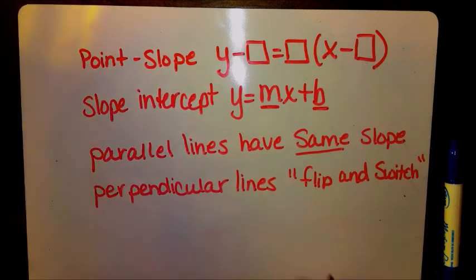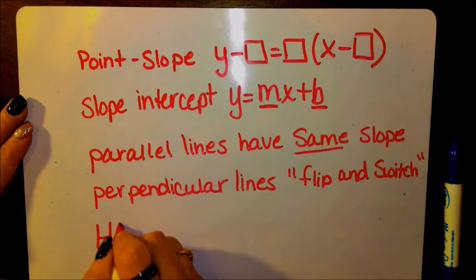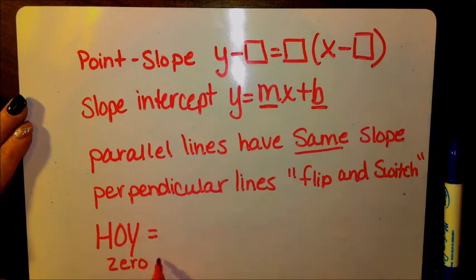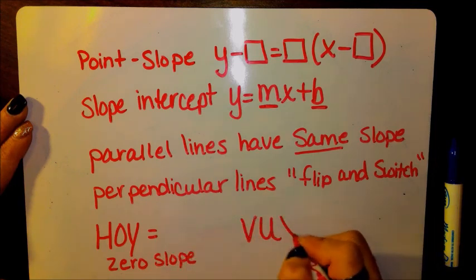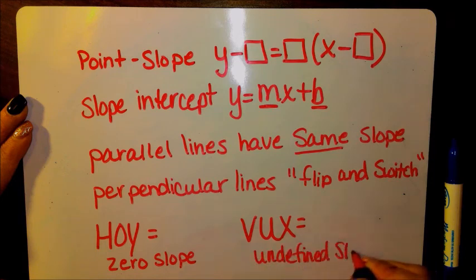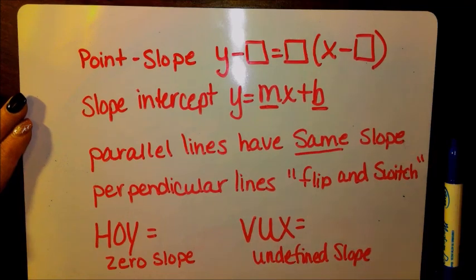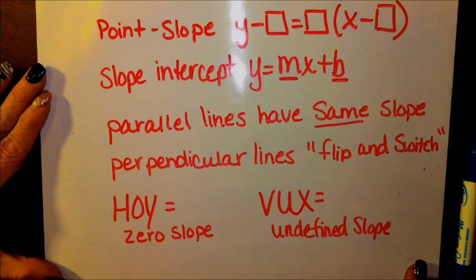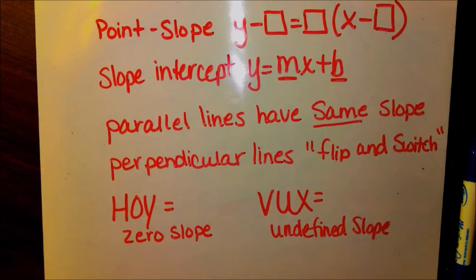Let's see, what other things do you need? I don't think you need anything else. Let's do horizontal, and we'll say 0 slope. And let's do vertical is the undefined slope. All right, I'm going to try and put that where it works. Right there.